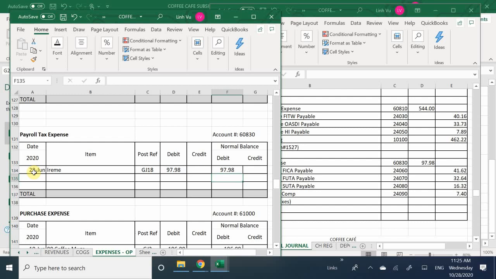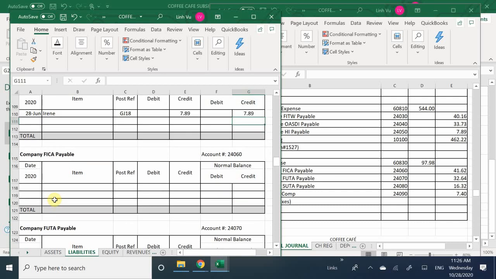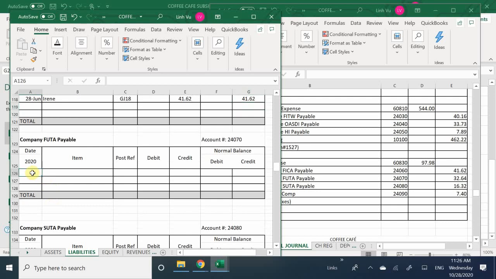Right. Now we got to do all of our company FICA, FUTA, SUTA, and workers' comp. So I'm going to go to my liabilities. All right. So company FICA. How much was company FICA for? 4162. Right.